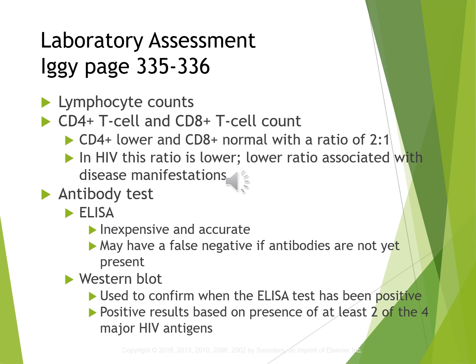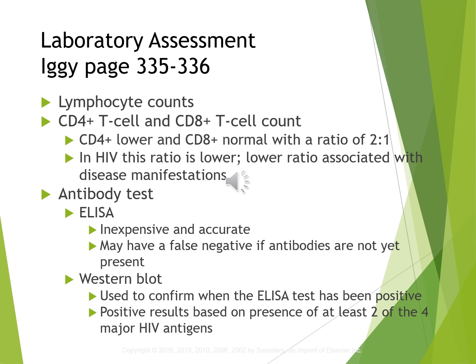And then we look at things like antibody testing, and these are things you should be familiar with because you should have discussed this in third semester. So if they suspect this, they may do an ELISA test, which is an inexpensive test. It's usually very accurate, but they can have false negatives if the antibodies are not yet present. So they may need to repeat it, especially if they feel like the patient may in fact be HIV positive.